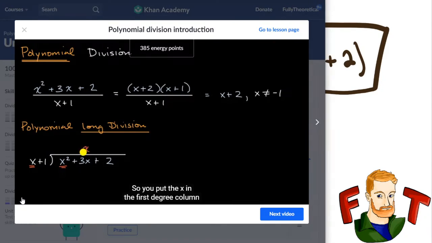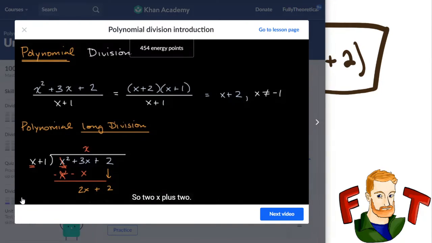So you put the x in the first degree column, and then you multiply your x times x plus 1. X times x is x squared. X times 1 is x. And then you subtract this from that. So you might already start to see some parallels with the long division that you first learned in school many years ago. When you do that, these cancel out. 3x minus x, we are left with a 2x. And then you bring down that 2.